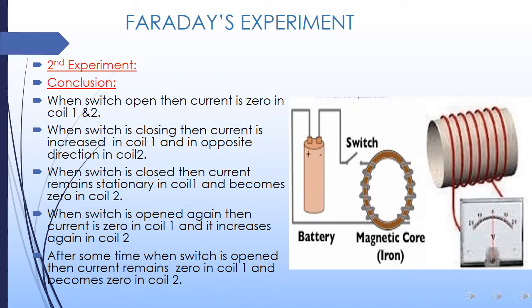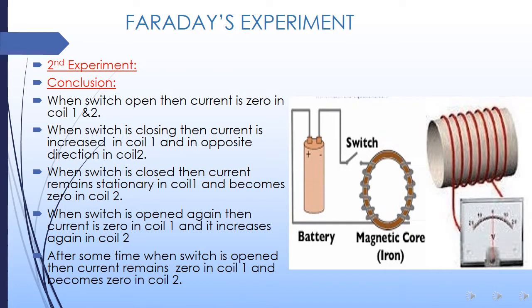Third observation is, if the switch remains closed in the first coil, then the current is stationary in the first coil and the current becomes 0 in the second coil. Fourth observation is, now we again open the switch in the first coil, then the current reduces to 0 in the first coil, and the current increases in the second coil.